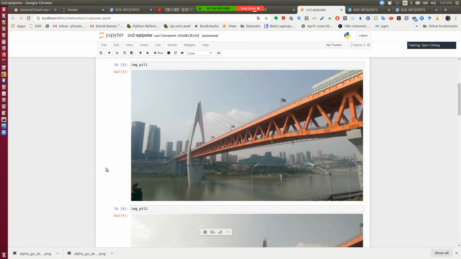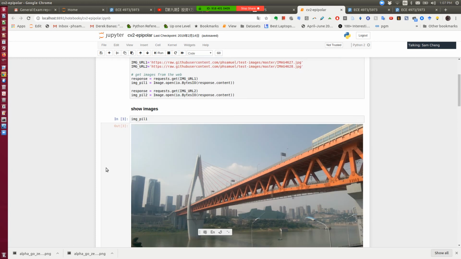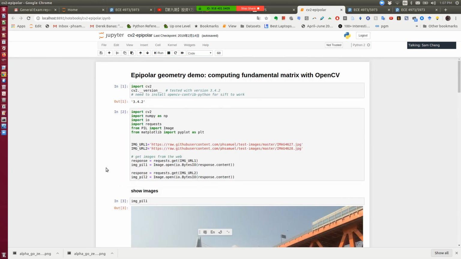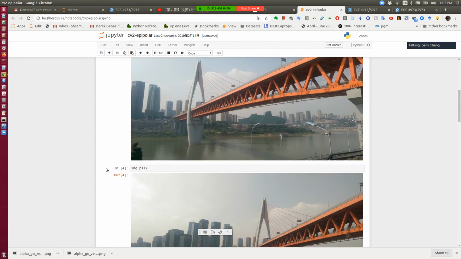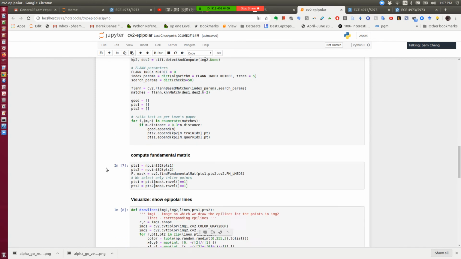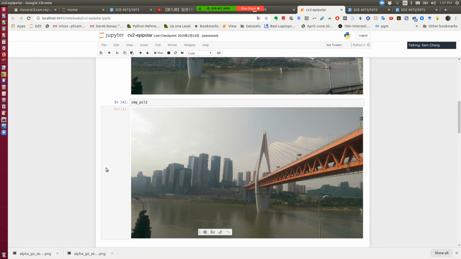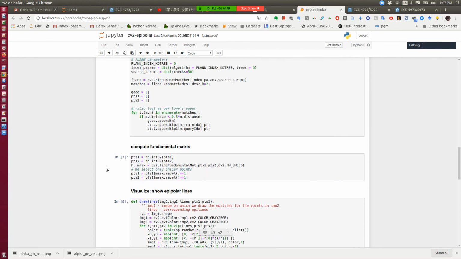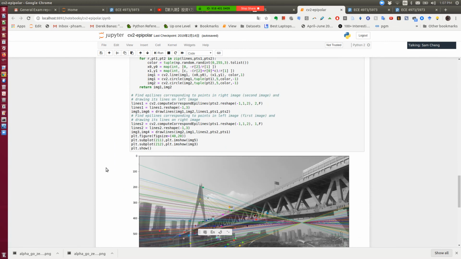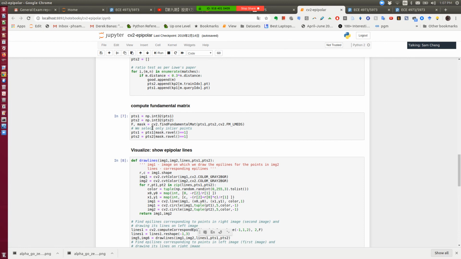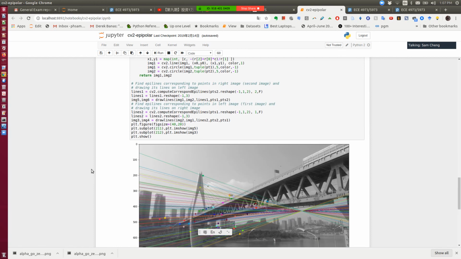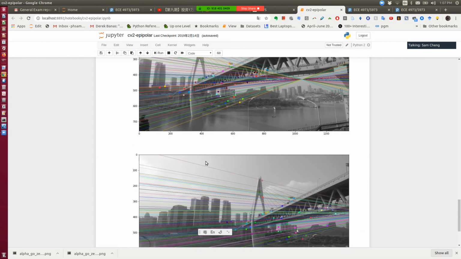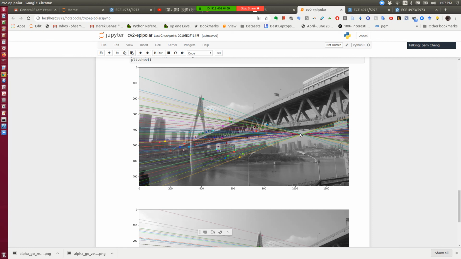Demo here, with two different views, and I'm just copying code from the OpenCV tutorial as well. Basically, we compute some corresponding points, and then I use an OpenCV built-in function to estimate the fundamental matrix. And as you estimate the fundamental matrix, you can draw the epipolar lines and the epipole here.